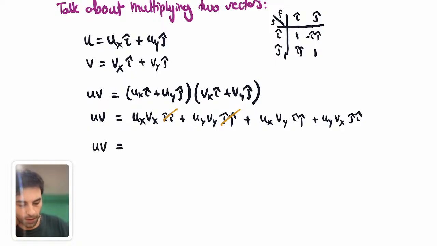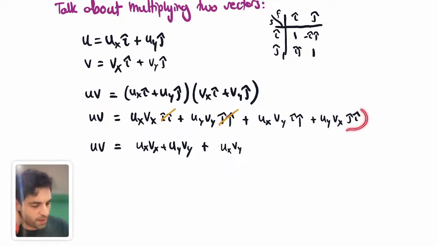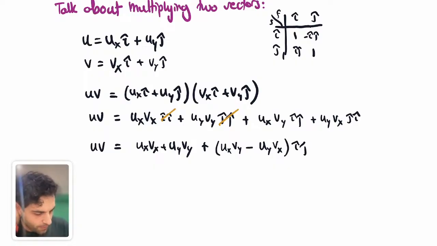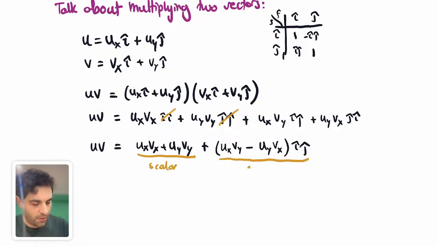Someone's happy. Okay? So then we have UxVx plus UyVy. And then we're going to have plus, okay, let's write this, UxVy. And then this one, when we swap their order, they're backwards, right? So I'm going to write this as minus UyVx Ij. Okay? So here's the idea here. We have here a scalar part, and then we have here an area.